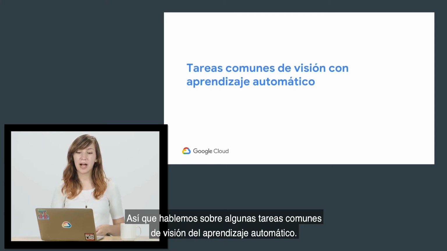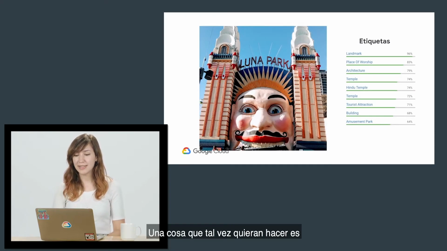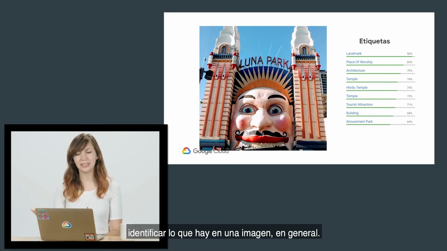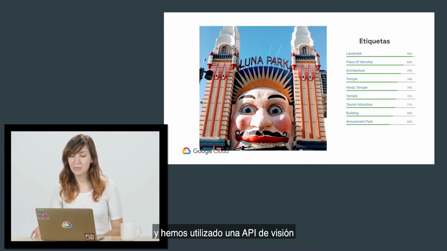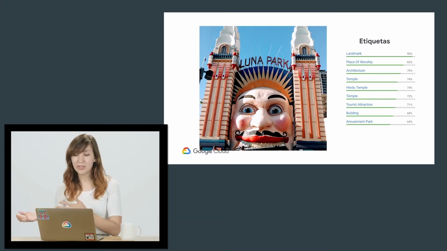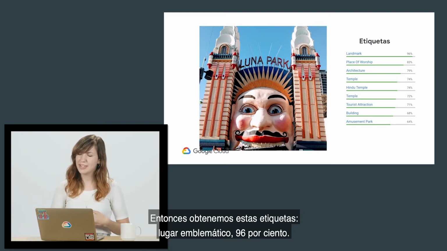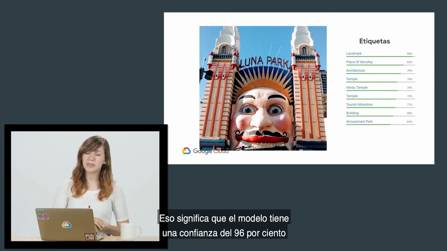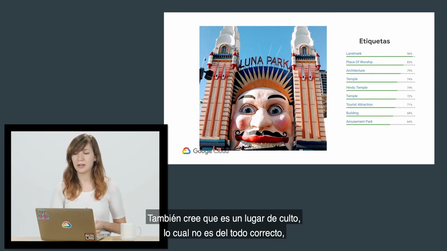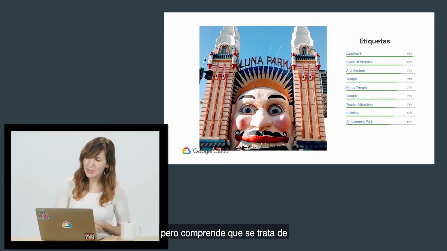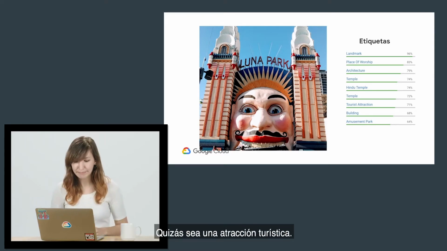So let's talk about some common machine learning vision tasks. One thing we might want to do is identify what's in an image in general. So here's a picture of Luna Park, which is an amusement park, and we've used Vision API to identify what's in this picture. So we get these labels, landmark 96%. That means the model is 96% confident that this is a picture of a landmark. It also thinks it's a place of worship, which is not quite right. But it sort of understands that this is some grand temple-like structure. Maybe it's a tourist attraction.